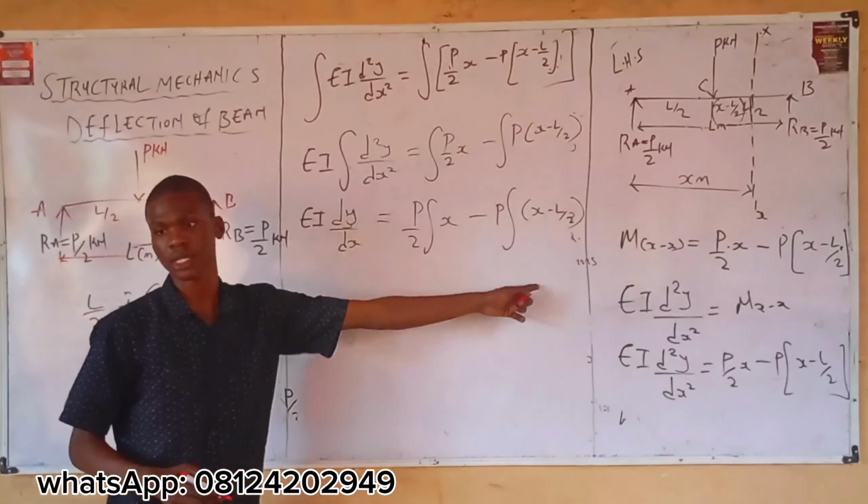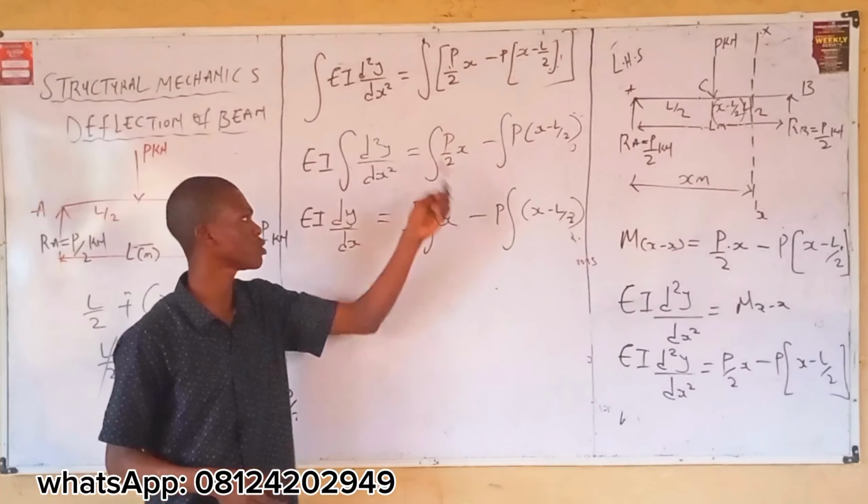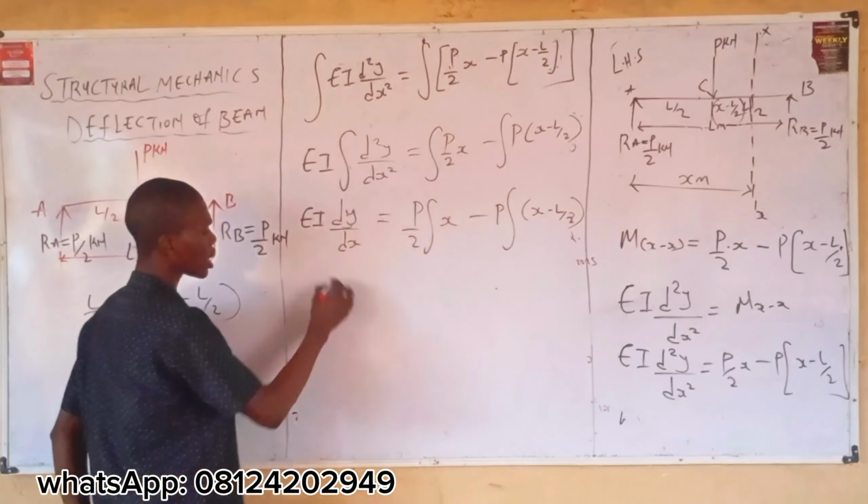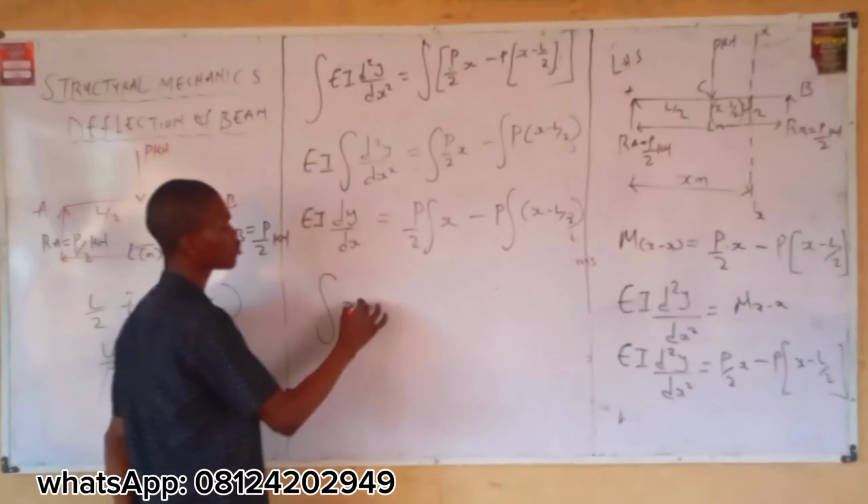What is here is still the same as this. You factor out the constant. P over 2 is a constant here. P is also a constant here. Then integration, because if you have the integral of x raised to power n, the integral becomes what? X raised to power n plus 1 over n plus 1. That's still the same thing that you are doing here. You are doing a similar thing here.